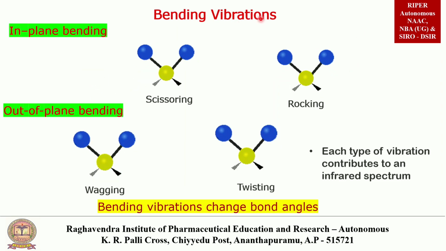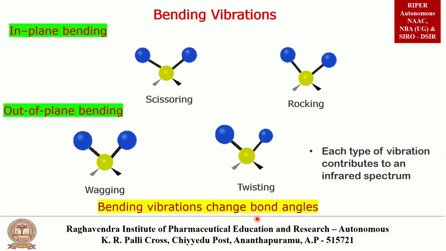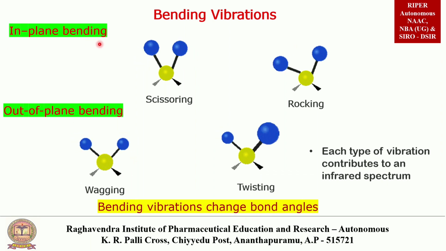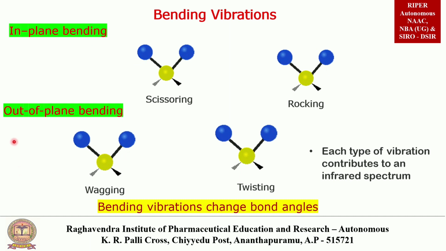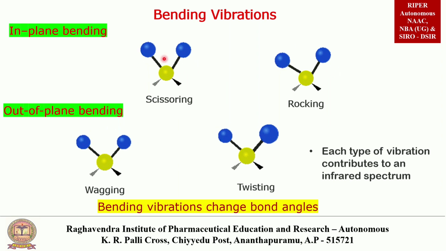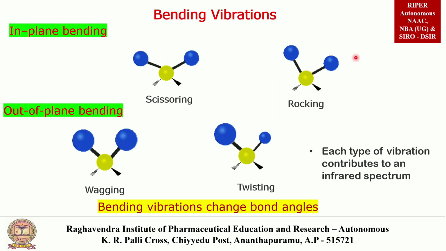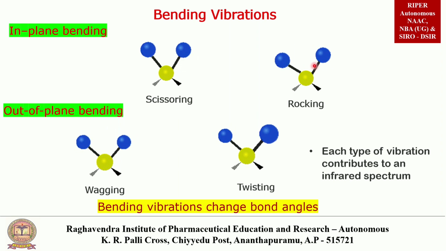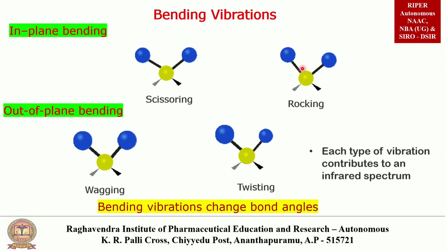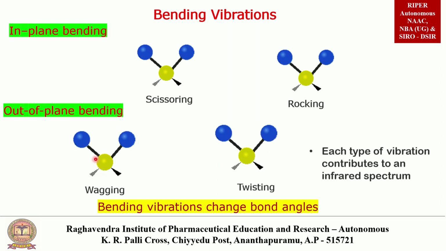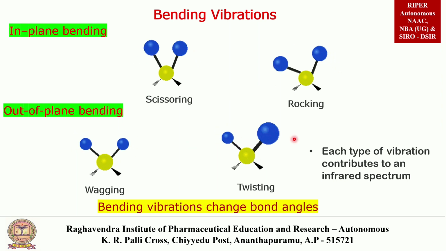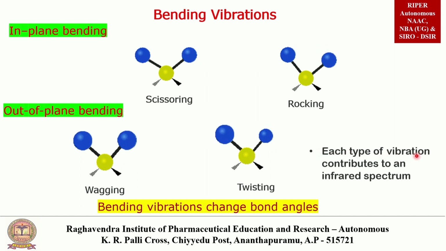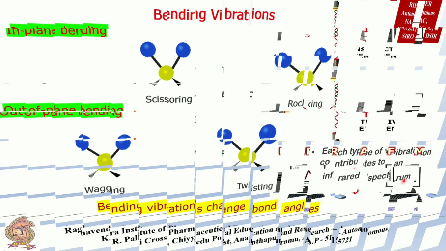Coming to bending vibrations, bond angle will be changed. Scissoring and rocking come under in-plane bending. Wagging and twisting come under out-of-plane bending. In scissoring, bond angle will be decreased. In rocking, bond angle will be maintained, but both bonds move within the plane. In wagging, both atoms move to one side of the plane. In twisting, one atom moves above the plane, one atom moves below the plane. Each type of vibration contributes to an infrared spectrum.